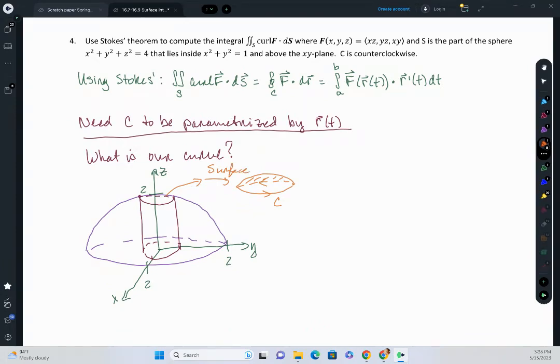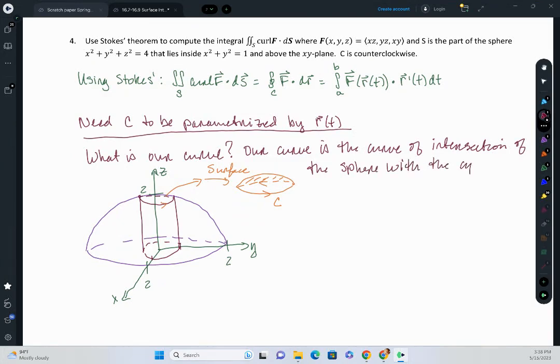How do I know that that's our curve C? Well, I'm looking at what I have drawn over here, and I'm seeing that the cylinder is going to cut through this sphere, and where it cuts through, there's going to be a curve of intersection. So that's how we decide it. Our curve is the curve of intersection of the sphere with the cylinder.